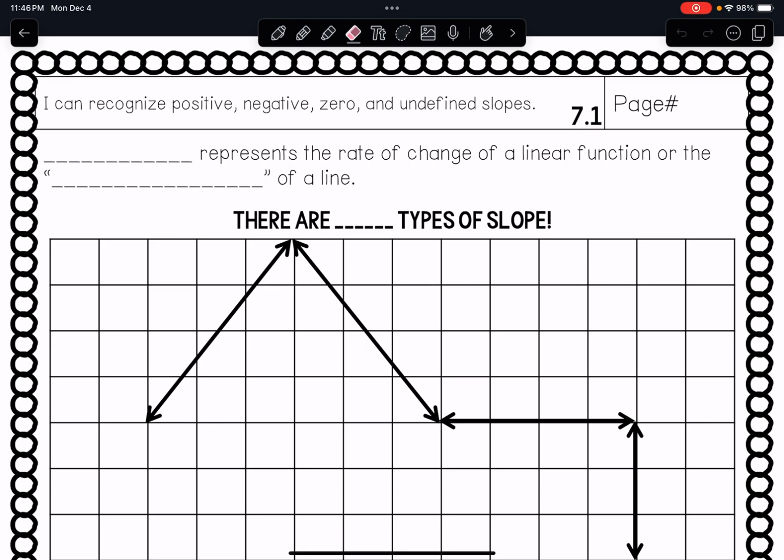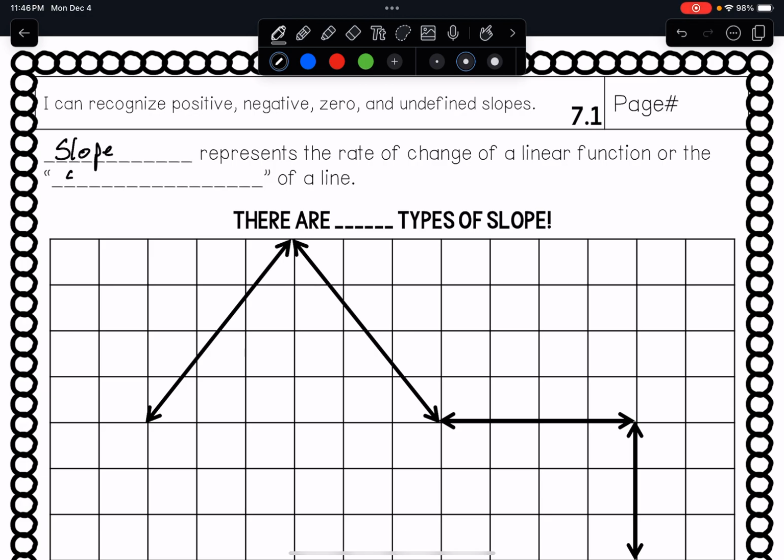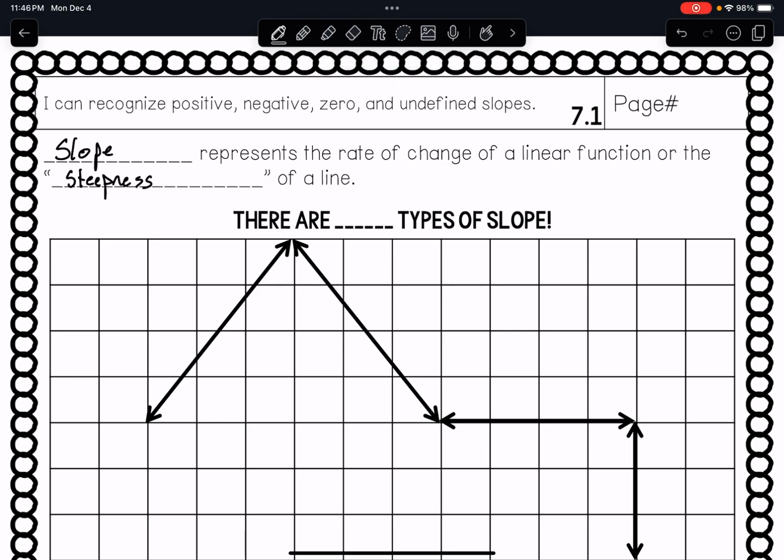What we call the slope represents the rate of change of a linear function, or what we generally refer to as the steepness of a line. So generally, the bigger the number we're dealing with, the steeper it's going to be, whether that's negative or positive. And if we have a really small positive or negative number, that slope is going to be pretty shallow. We'll see what that looks like and what that means later on.